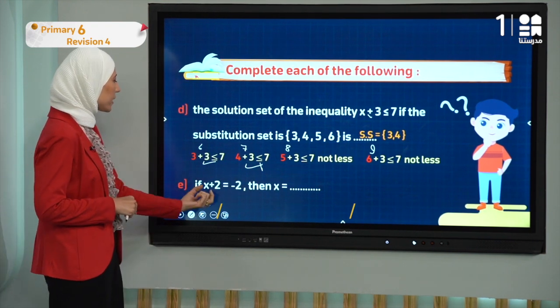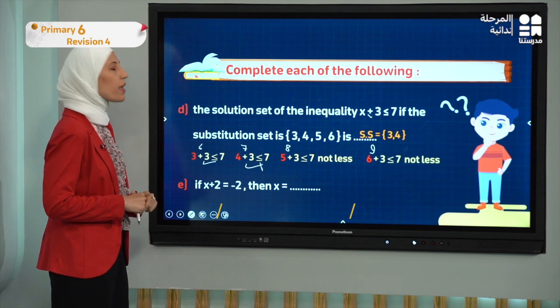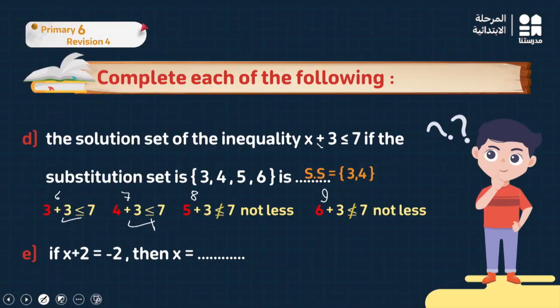Here I have x plus 2 equals negative 2. Then the value of x equals what? First, I am going to subtract 2 from both sides to find the value of x. So x plus 2 minus 2 equals negative 2 minus 2. If I do that, I will have x equals negative 4, because negative 2 minus 2 means negative 4. This is the value of x.